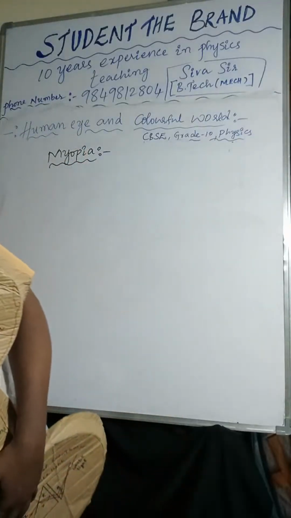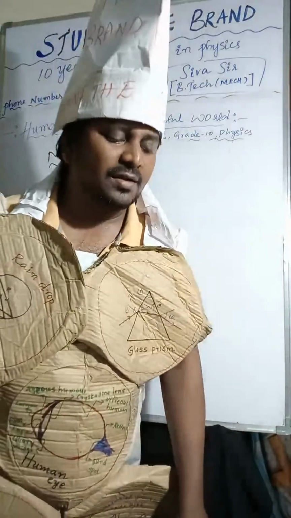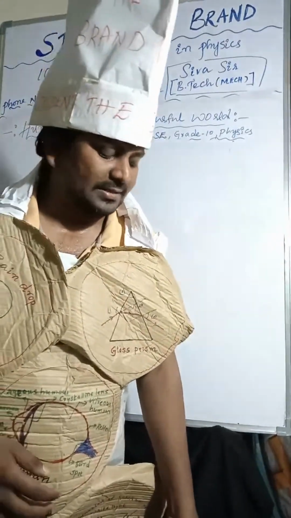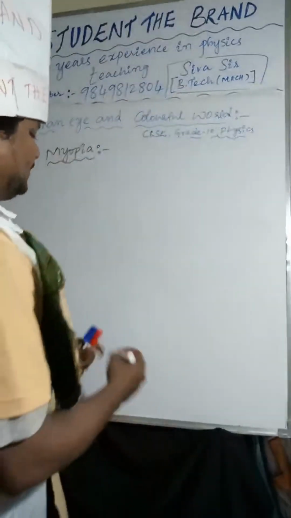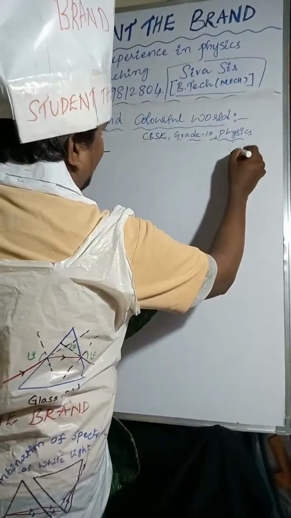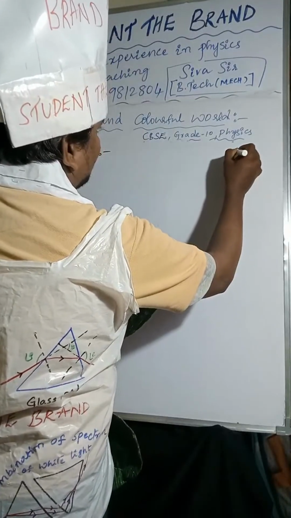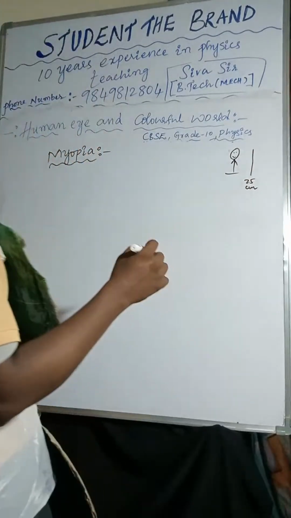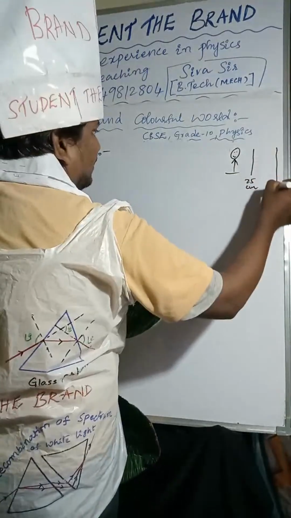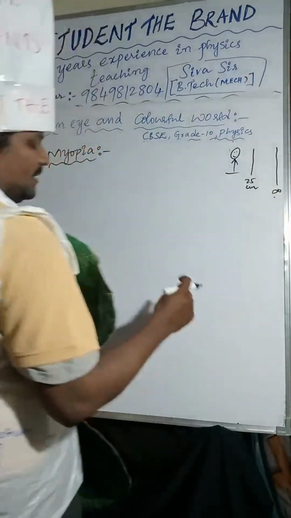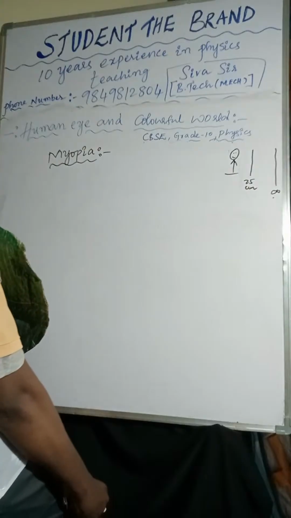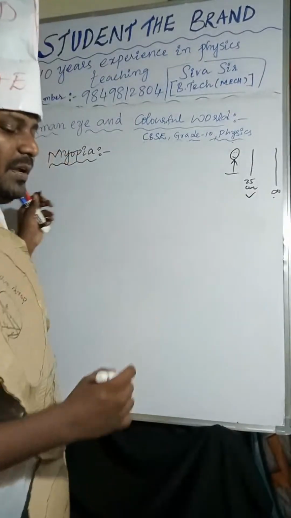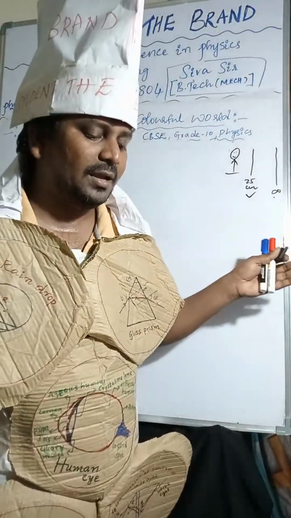So I made the concept in the format of a song, and I'll explain that song. Listen here. I'm taking the object, and the person is standing here. He can see the near distance. The least distance is 25 centimeters, and the far point is infinity. So this is the infinity point.